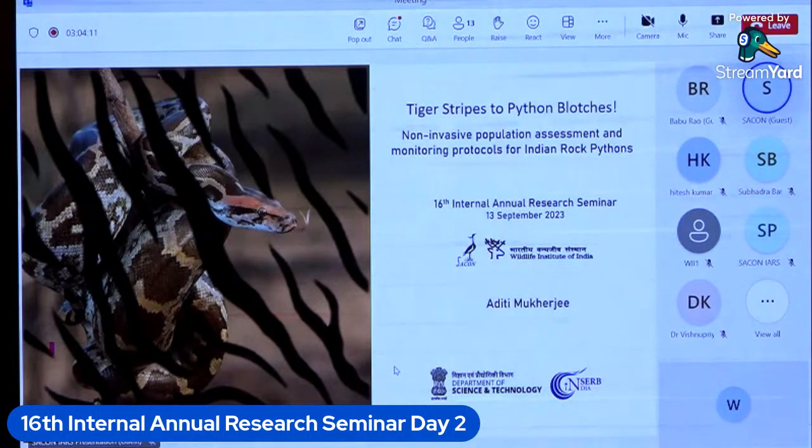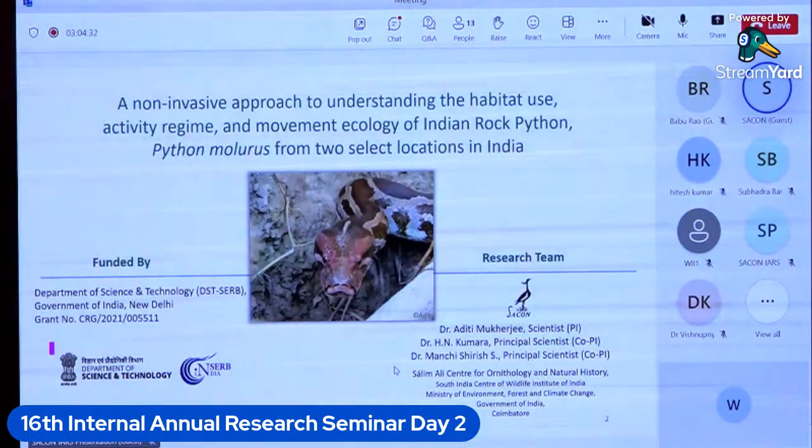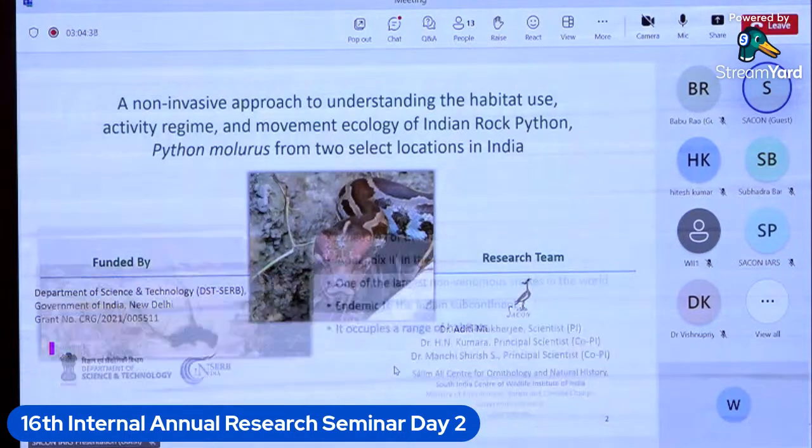So today, my talk is about how to use non-invasive approaches to assess the population of Indian rock pythons and monitor their populations, and hence the title, "Strikes to Python Lodges." I'll come down to exactly why I have used this title. First of all, this entire talk is a part of an ongoing PhD funded project of which Dr. Kumara and Shirish are also part as research team members.